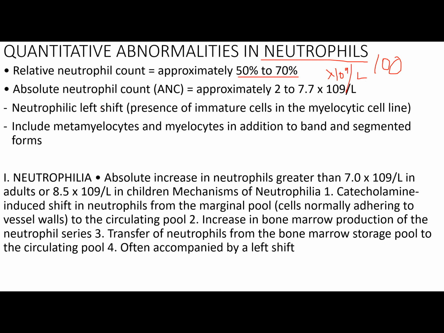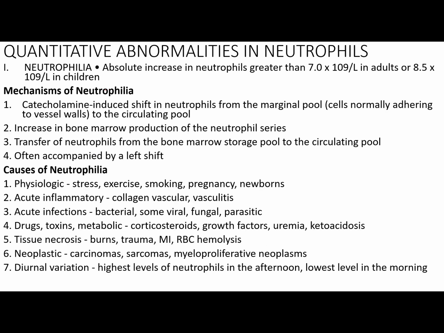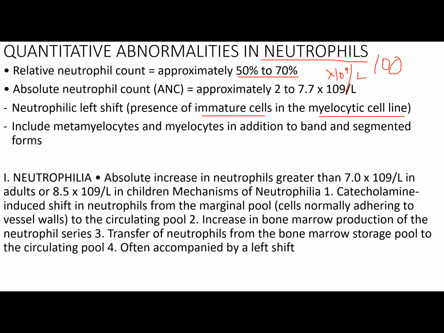Now we have the so-called neutrophilic left shift, characterized by the presence of immature cells in the myelocytic cell line. This would include metamyelocytes and myelocytes in addition to the band and segmented form. First, we have your neutrophilia. Now, neutrophilia is an absolute increase in neutrophils greater than 7 times 10 raised to the ninth per liter in adults, or 8.5 times 10 raised to the ninth in children.